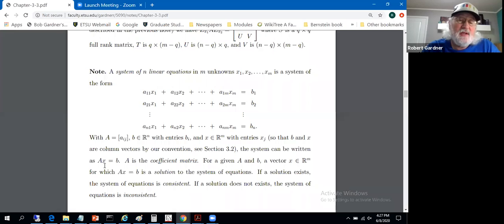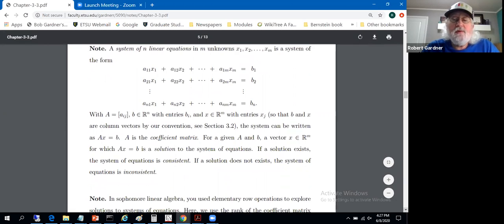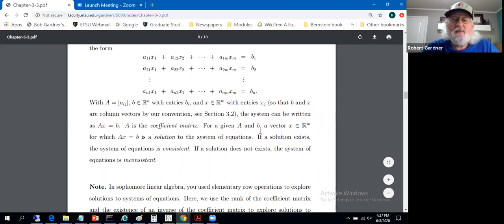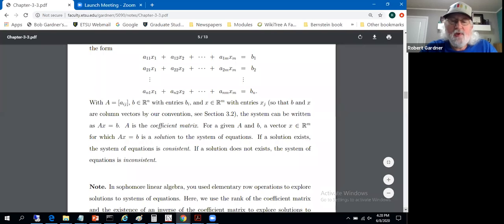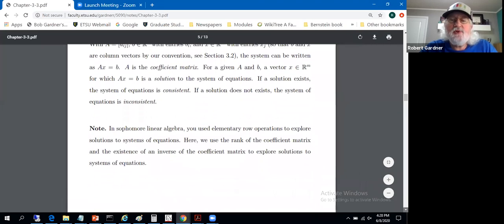Technically, A is a matrix, and X and B are vectors of appropriate dimensions. Matrix A is called the coefficient matrix. For a given coefficient matrix and a given vector B, a vector X for which this equation is satisfied is called a solution to the system of equations. If a solution exists, the system of equations is consistent. If it doesn't exist, then the system of equations is inconsistent. All terminology from linear algebra.